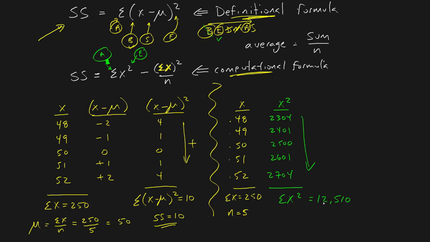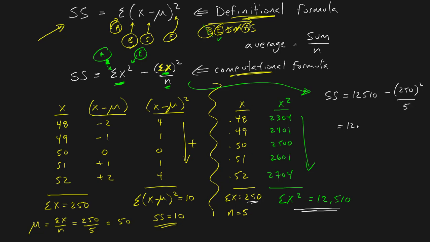Now what I can do is plug each of these values in. I've got my sum of x squared worked out. I've got my sum of x worked out, which I can square, and I've got n. So I'm going to work all of these into the formula. Sum of squares equals the sum of x squared, which is 12,510, minus the sum of x in brackets, which is 250, squared, and divided by n, which is 5.